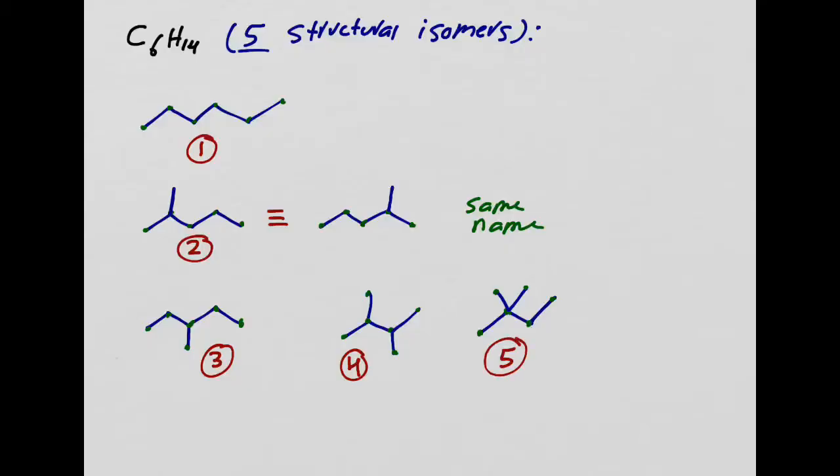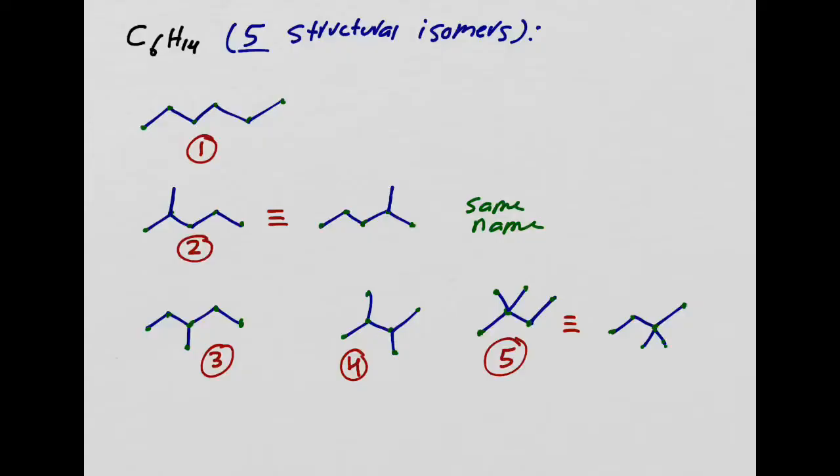Now, some of you guys may go, well, hold on. Can I do this? Can I go 1, 2, 3, 4 and then put 2 over here? You could do that, but it would be exactly the same as this one, right? 1, 2, 3, 4. You have on the second carbon 2 of these. So these two would be the same one.